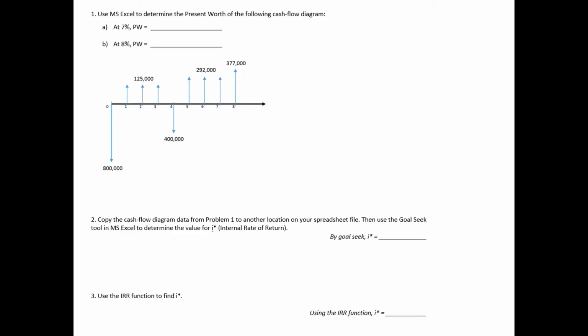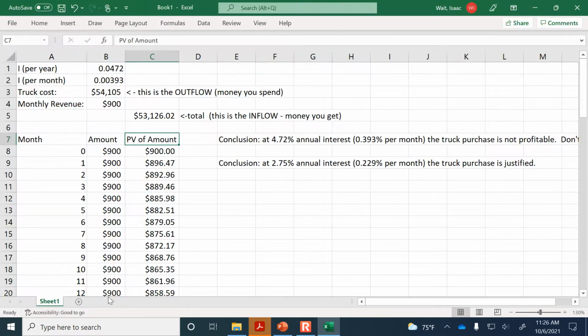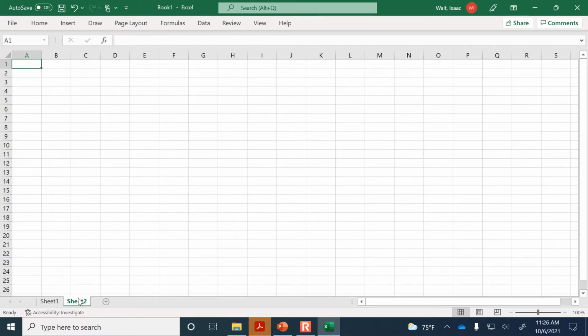Okay, so here's the in-class exercise for today. I've given you a cash flow diagram, and I would like you to set up a cash flow table from that. So translate this diagram into a cash flow table. Just to give you an idea of what that spreadsheet will look like, it's going to be very similar to what we had on this other workbook. So for your problem 1A, you're going to have an interest rate of 0.07.